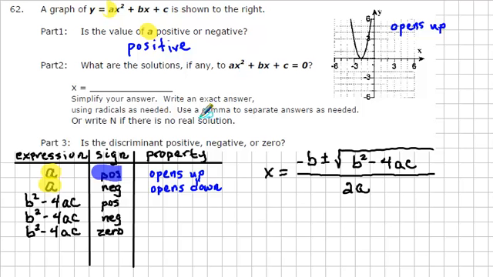For part 2, what are the solutions, if any, to the equation ax squared plus bx plus c is equal to 0? For this part, we want to compare the equation with the equation of the function. What we notice is that the only difference is that the y has been replaced with a 0. So we recall that when we set y equal to 0, we use that procedure to find the x-intercepts of a graph. So what we need to do is to determine the x-intercepts of the graph.